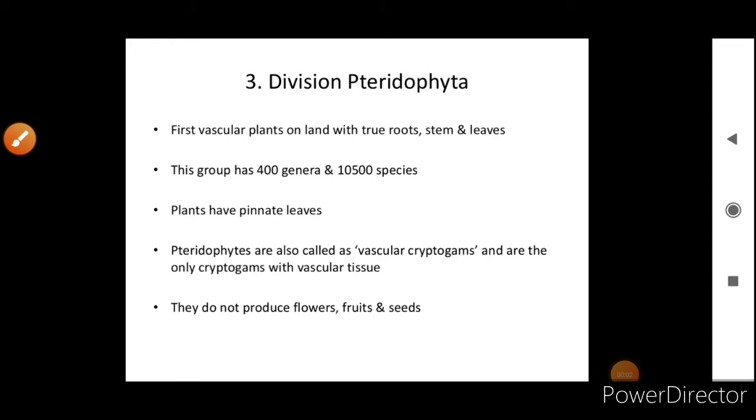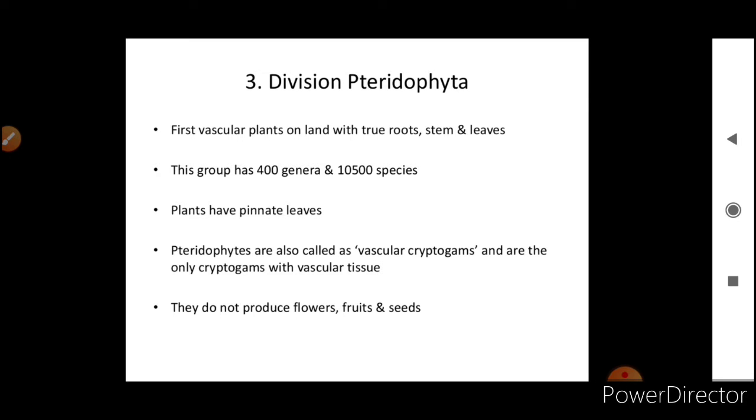Division Pteridophyta. These are the first vascular plants on land with true root, stem and leaves. Okay, so these are the plants which have true roots, stem and leaves. That means the body is differentiated into true roots, stem and leaves. This group has 400 genera and about 10,500 species.